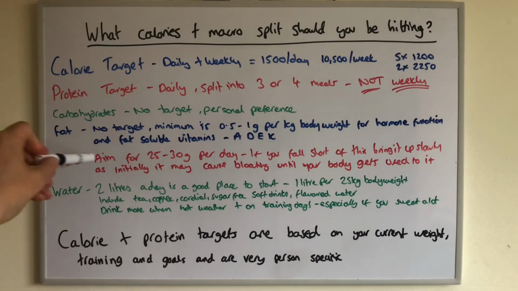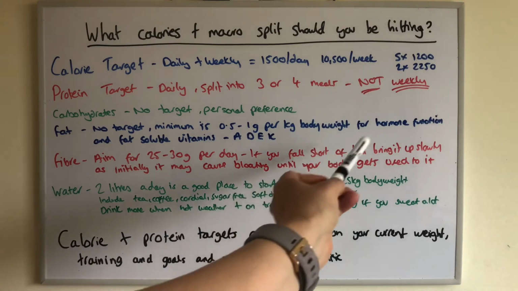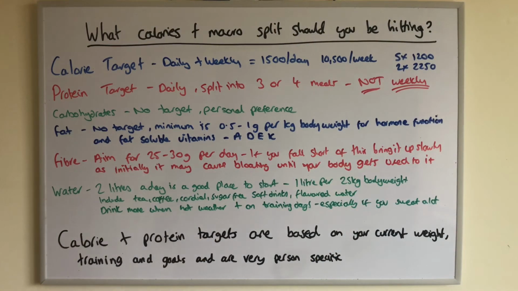So fibre, you want to be aiming for 25 to 30 grams per day, which is the government guidelines. Now, a lot of people, when they start tracking in MyFitnessPal, will see their fibre intake is probably 10 to 15 grams. So if you fall short of this, bring it up slowly. Because if you go from 10 to 15 grams straight to 30, it can cause a little bit of bloating. Obviously your body is not used to that amount of fibre, so I would suggest bringing it up slowly. Add a little bit in each day.